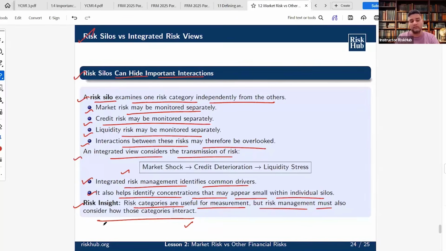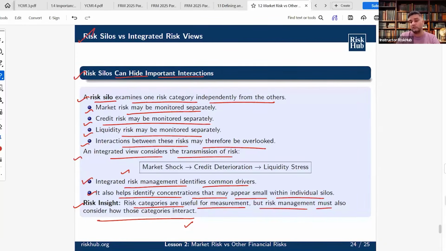The slide gives two benefits of the integrated view. It identifies common drivers and identifies concentration that looks small inside individual silos. The common driver is one factor that moves several exposures at once. Concentration hiding is the practical problem. 3 moderate exposures in 3 silos can be 3 views of the same underlying factor added up. The position is large. This is the argument for stress testing over standalone category metrics, and for factor-level rather than category-level concentration limits.